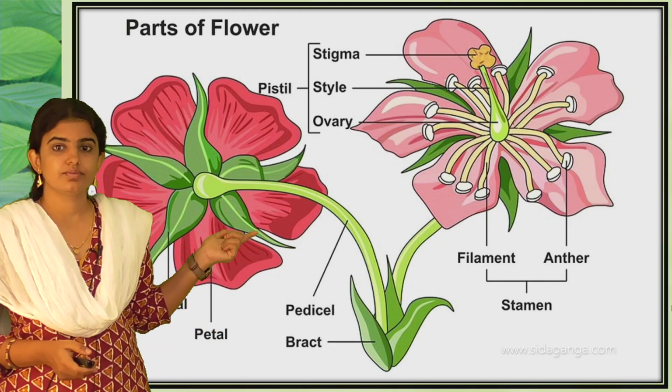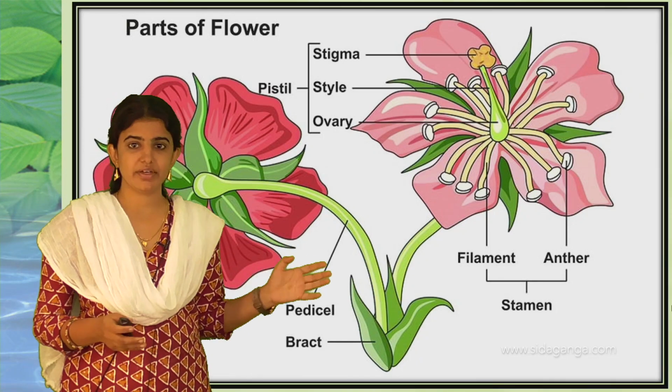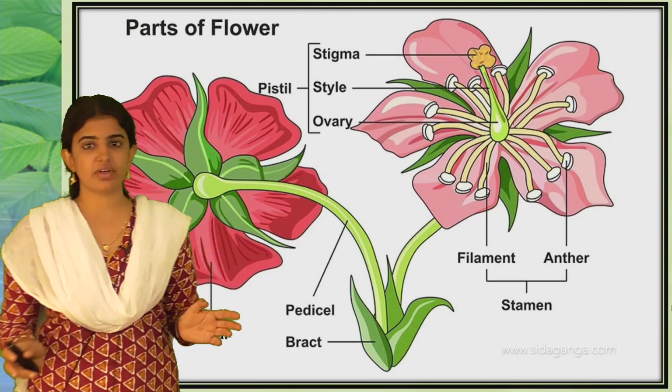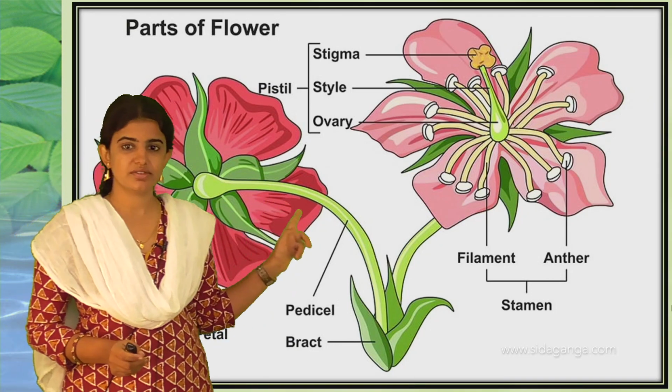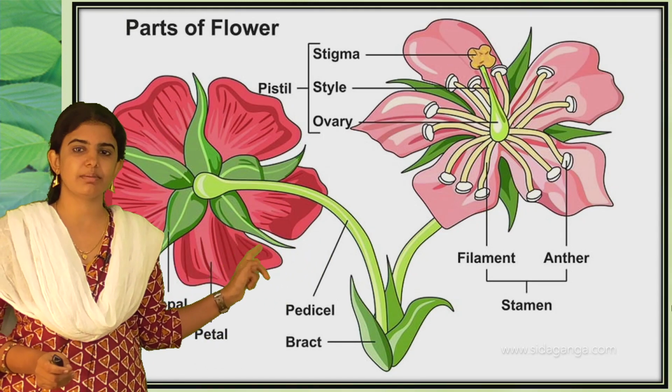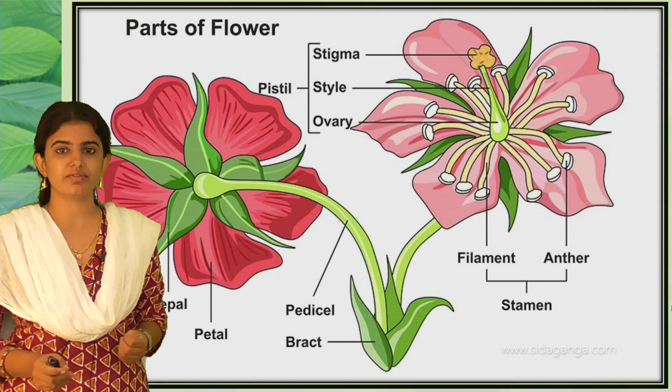And see the leaf, how they divided into different parts. In the same way, flower is also divided into different parts: pistil, stamen, petal and the sepal. These are the different parts of a flower.